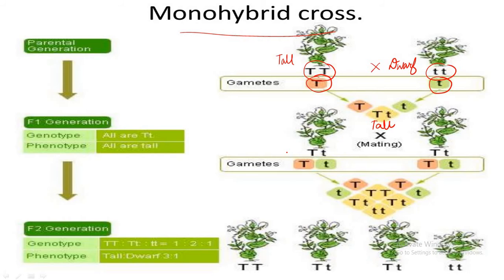Now when the self-pollination of F1 generation plants is done, the gametes produced will be capital T and small t. So when self-pollination is done, it results in formation of 4 different plants, where out of 4, 3 plants will be tall, that is capital T capital T, capital T small t and capital T small t, and 1 plant will be dwarf. Here can you see the square? This is the Punnett square. This was the square which was used by Mendel for doing the crosses in his experiments.